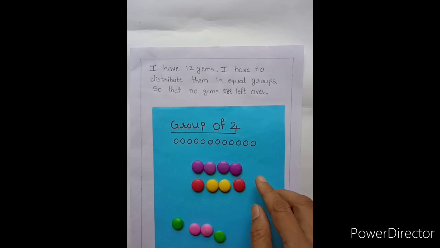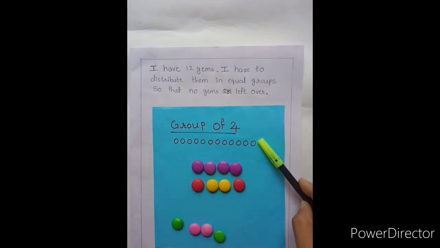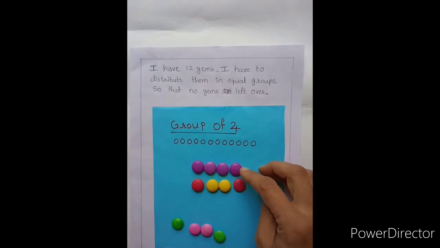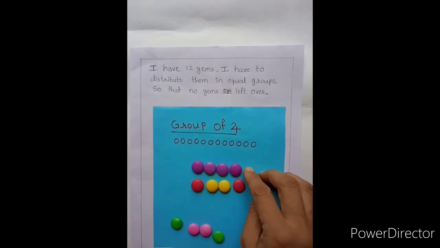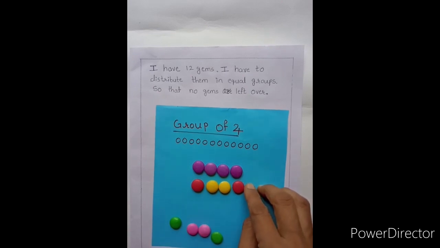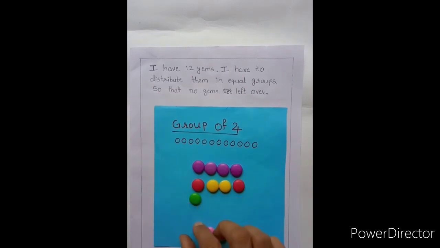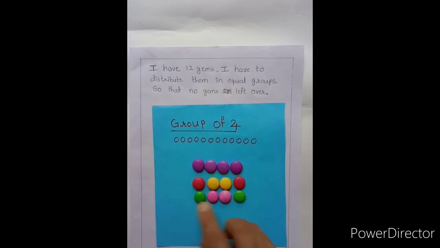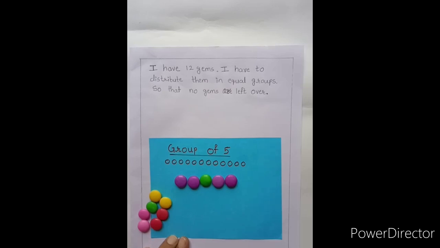Now let us distribute these 12 gems in the group of 4. In this way, if you will arrange these gems, one person will get 4 gems, second person will get 4 gems and third person also gets 4 gems. No gems are left over. It means we can distribute 12 gems in the group of 4. Now let us see, can we distribute these 12 gems in the group of 5?